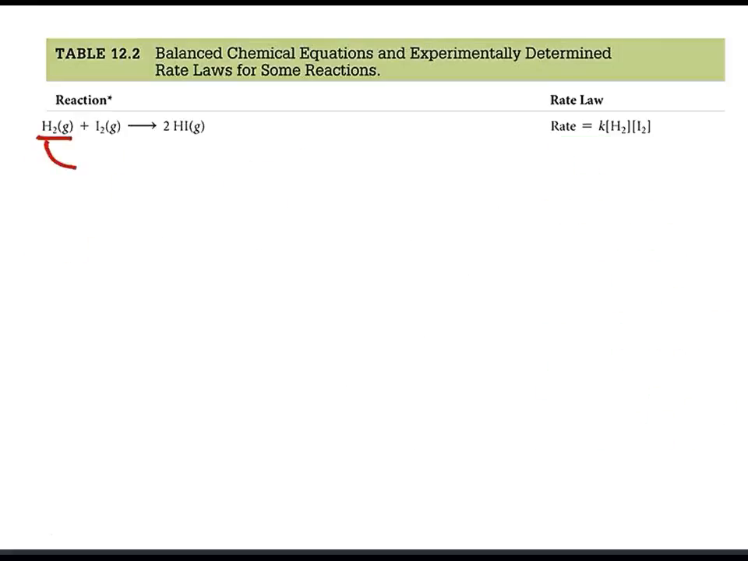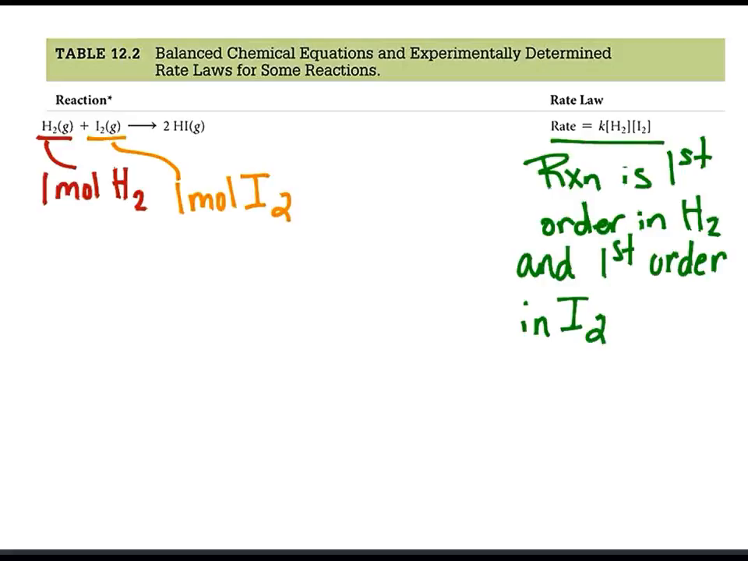One mole of hydrogen reacts with 1 mole of iodine. In this case, the rate law does seem to match the stoichiometry because it is first order in both, and it's second order overall.